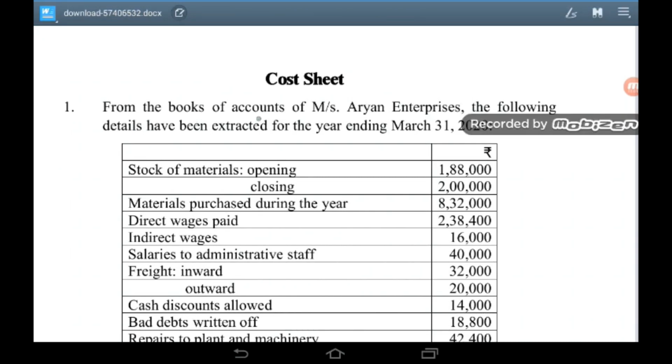From the books of accounts of Messrs. Aryan Enterprise, the following details have been extracted for the year ending March 31st, 2020. Stock of material opening 1,88,000, closing 2 lakh. Materials purchased during the year 8,32,000. Direct wages paid 2,38,400. Indirect wages 16,000. Salaries to administrative staff 40,000. Freight inward 32,000. Freight outward 20,000. Cash discount allowed 14,000. Bad debt written off 18,800.